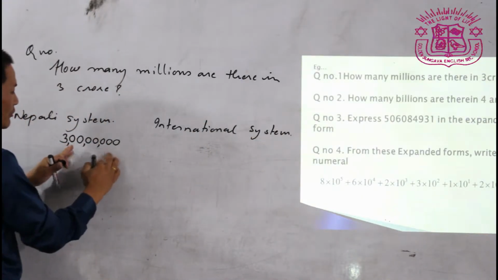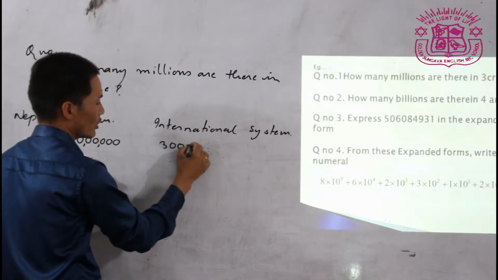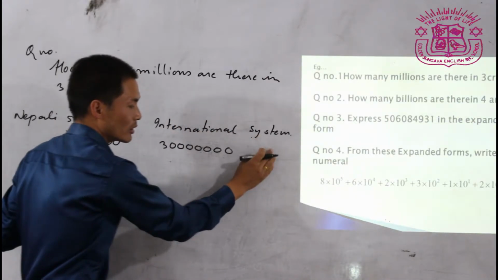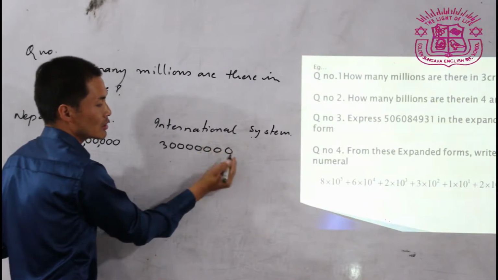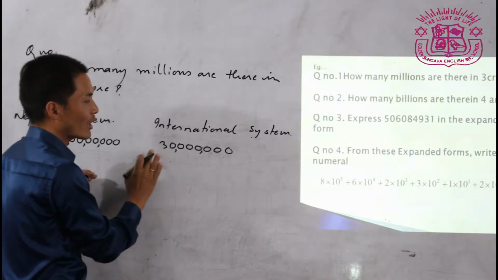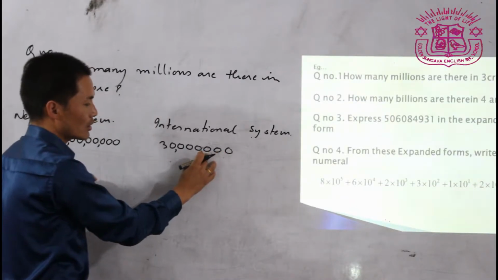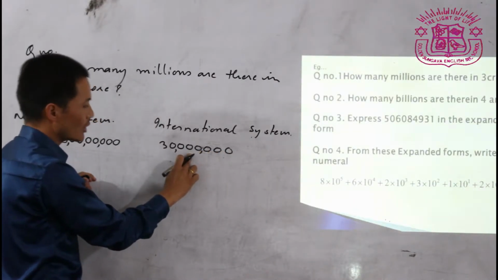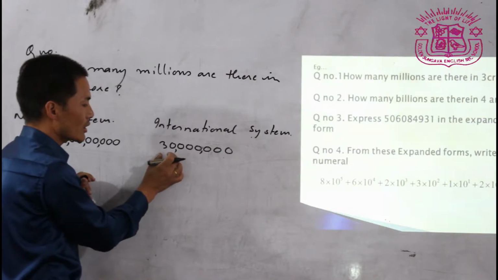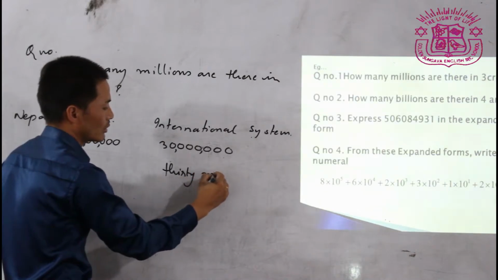International system, let me write the same number. 3 and 1, 2, 3, 4, 5, 6, 7 zeros, right? And in international system, how do we make the commas? We make the comma after 3 digits. 1, 2, 3. 1, 2, 3. Now count the number in international system. Ones, tens, 100, 1000, 10,000, 100,000, million, 10 million. That means 30 million.